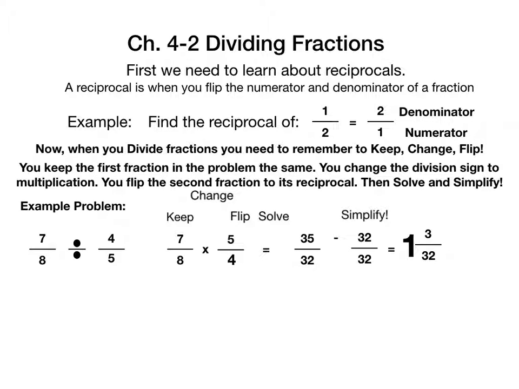You are simply keeping your first fraction, changing your sign from division to multiplication, flipping your second fraction to its reciprocal, solving that multiplication problem now, and then simplifying.